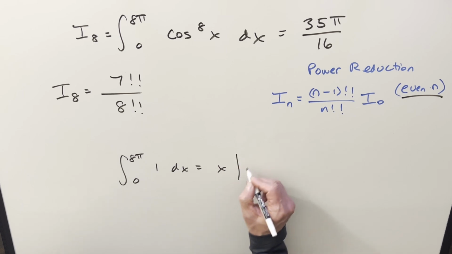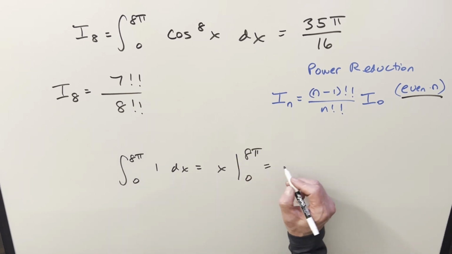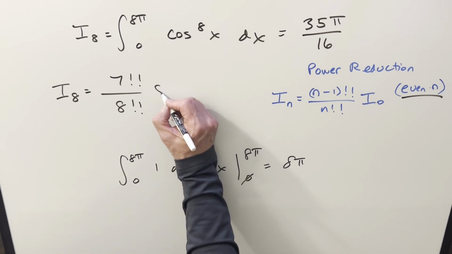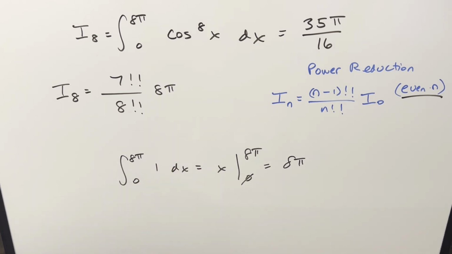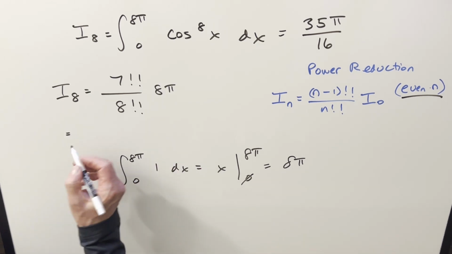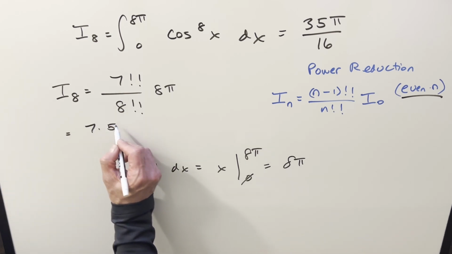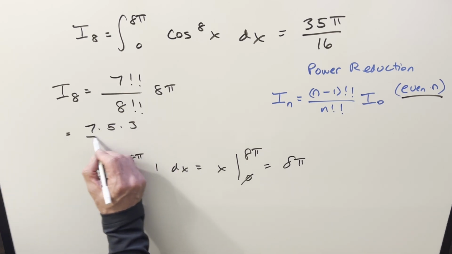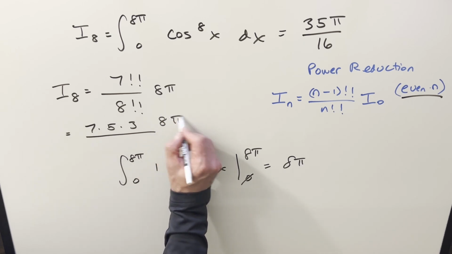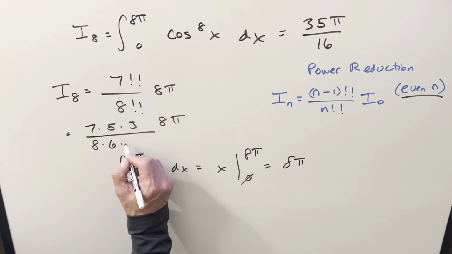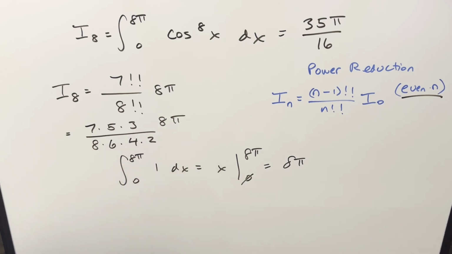This is just going to be x from 0 to 8 pi. So we'll plug this right in here and we'll just simplify it. For the double factorials, if we start with an odd term, we get all odd terms. So it's going to be 7 times 5 times 3 times 1. We got an 8 pi on the end. This is going to be all even terms, 8 times 6 times 4 times 2.